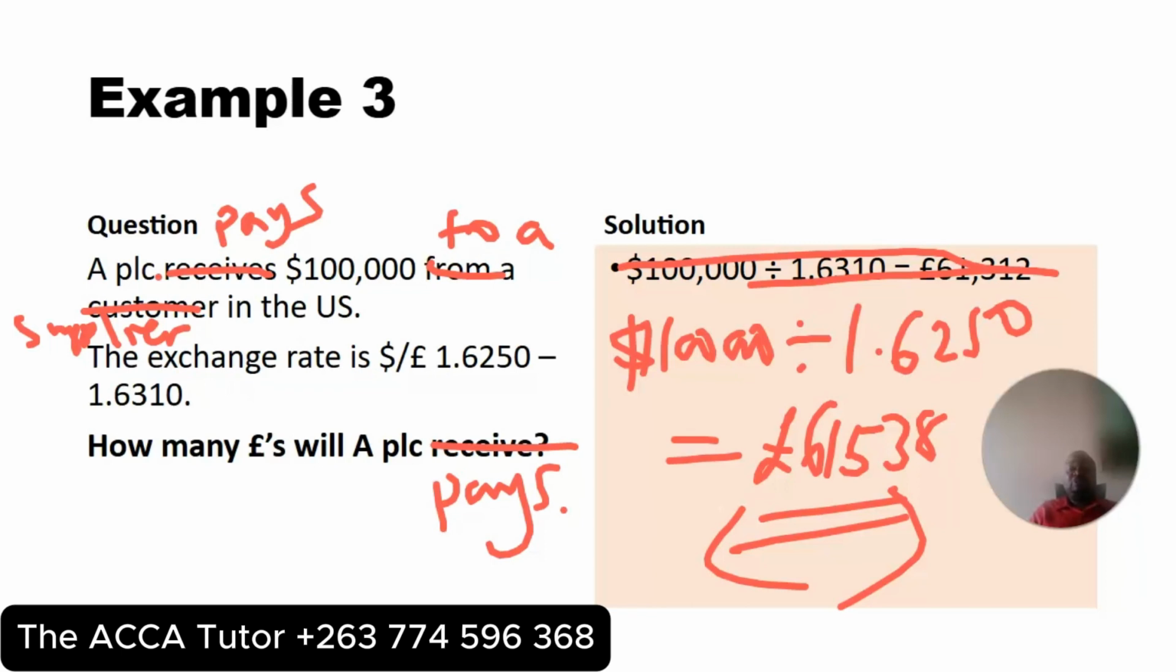Are we together, ladies and gentlemen? Always tell yourself, in this game of exchange rates, I am always at a disadvantage. If it is a payment, it means I have to pay more. If it is a receipt, I have to receive less. That's the game, ladies and gentlemen.